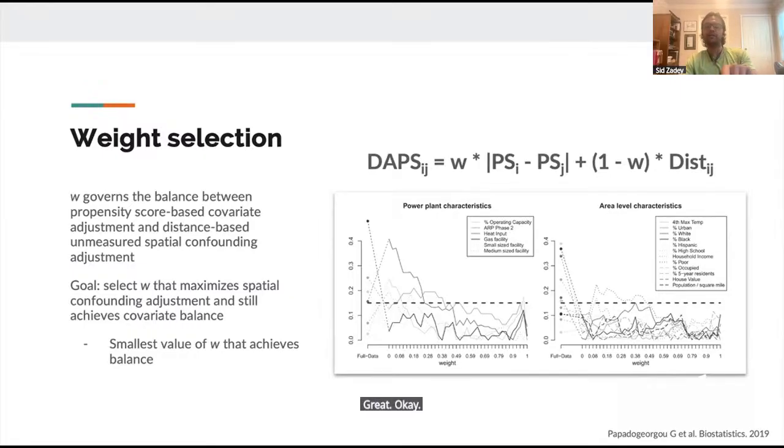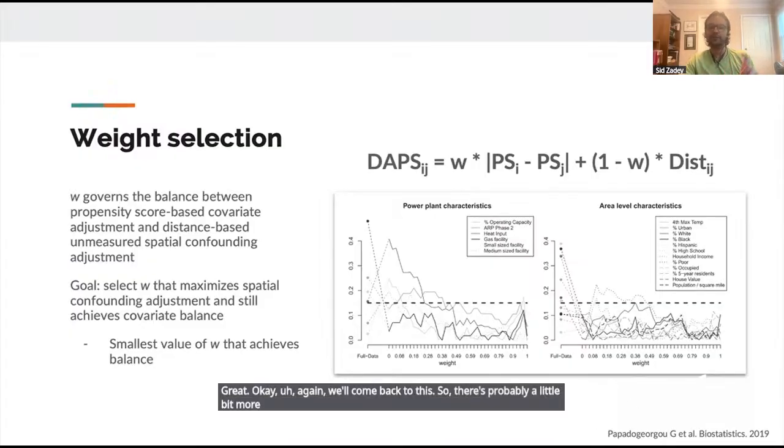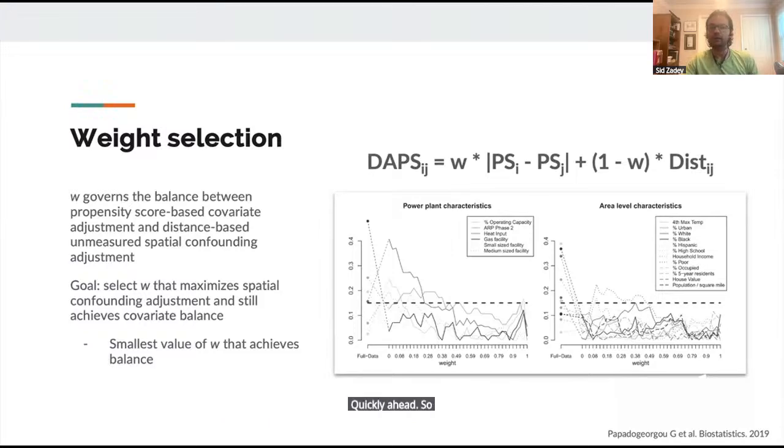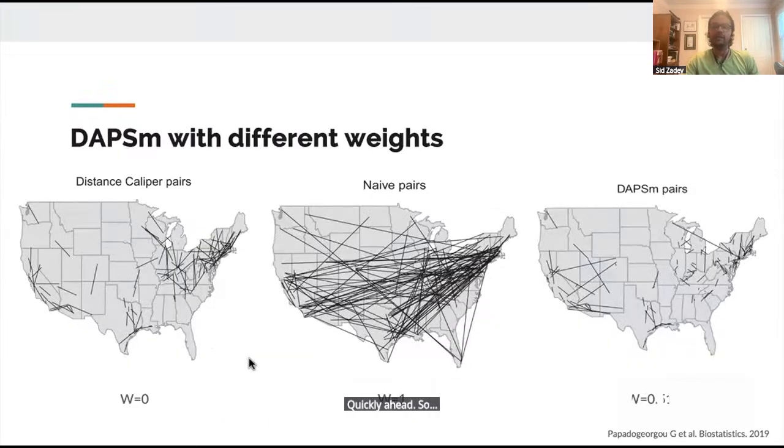And again, we'll come back to this. So this is probably a little bit more complicated, but we'll do a toy example of this quickly. So, in terms of what this would look like.